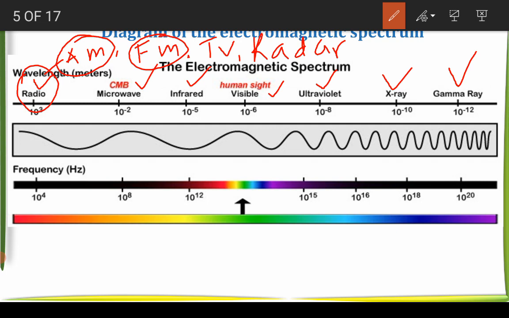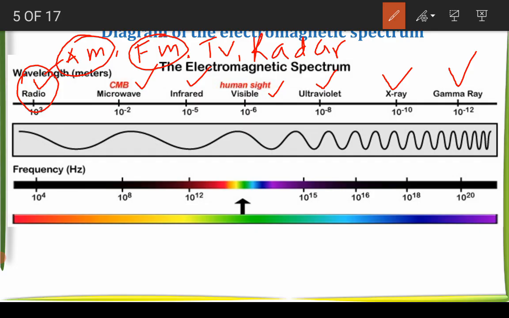So what I'm saying is, under radio alone you have amplitude modulation, FM, TV, and radar. You don't show these in the spectrum here. You just say radio. But inside the radio we have these 4.